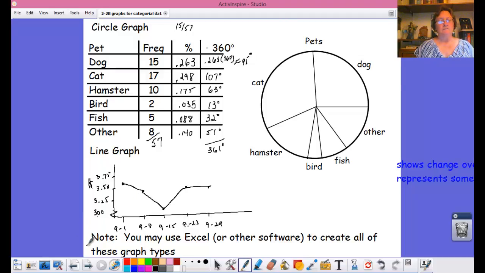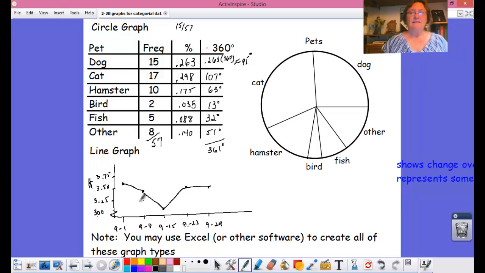Most spreadsheet software, and all statistical software, will create any of these types of graphs for you. Excel is very handy for creating very nice graphs. They look a lot better than these hand-drawn ones.